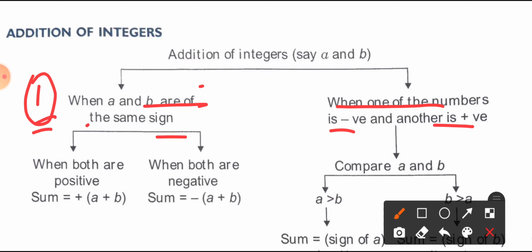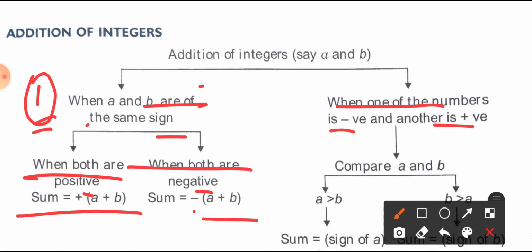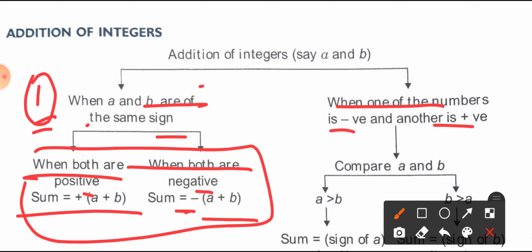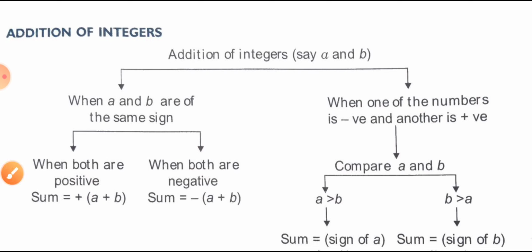When a and b are of the same sign. Same sign means when both are positive, you have to directly add, and if both are negative, then also you have to add, but in the answer you have to put the sign of minus. We will see this by one example.